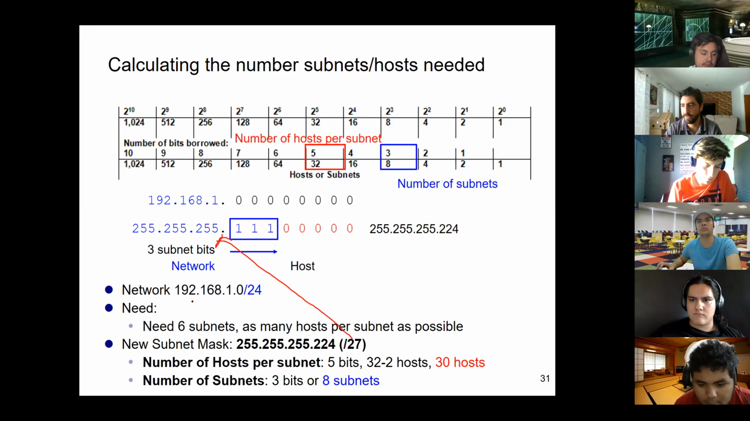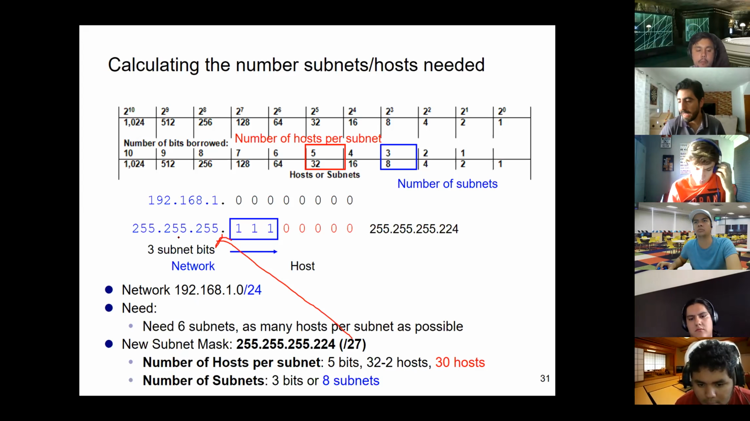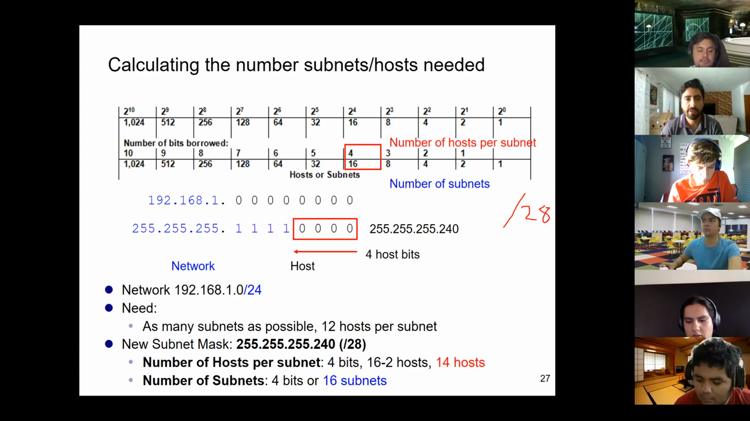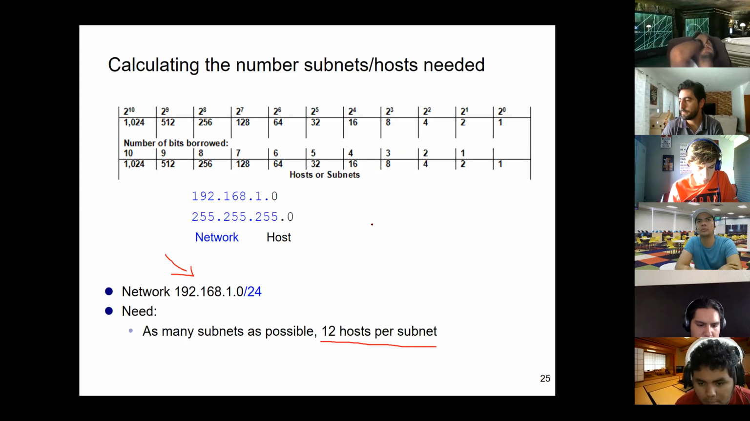Teacher. Yes? I don't understand that one. When you're talking about the network needing 6 subnets, it's different than the last one. I think I get confused. In the last example, I told you I want 12 hosts per network. So you can look at it like, I want 12 apples per basket.